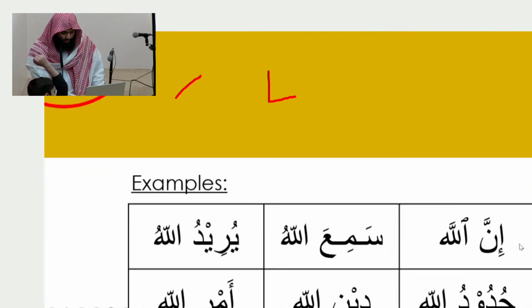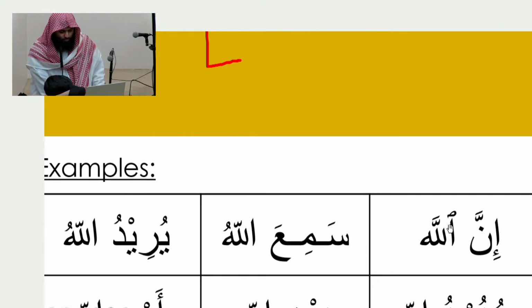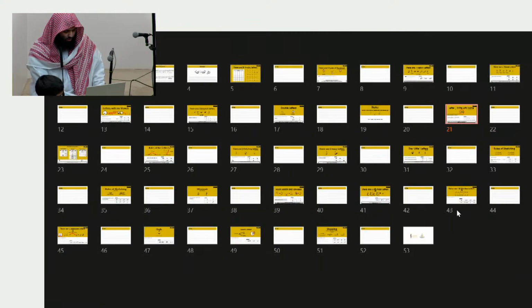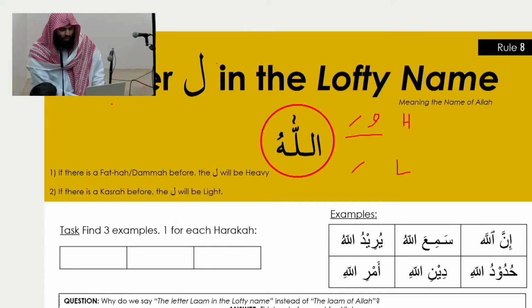The first example is inna, then Allah. Before the word Allah, what's on the noon? A fatha. Therefore, go back to the ruling. If it's got a fatha, it will be heavy. So we pronounce it Inna Allah. Take your tongue up. Inna Allah. You're not going to say it light. Inna Allah, no. Inna Allah.